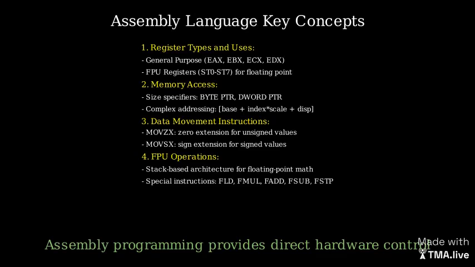To summarize the key assembly language concepts, we've covered the different register types, including general-purpose registers and FPU registers. We've explored memory access techniques with size specifiers and complex addressing modes. We've learned about data movement instructions like movzx and movsx for handling different data sizes. And we've examined FPU operations with their stack-based architecture for floating-point calculations. Assembly programming gives you direct control over hardware resources, but requires careful understanding of these low-level concepts.